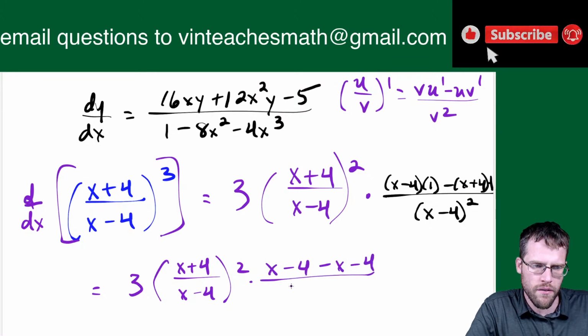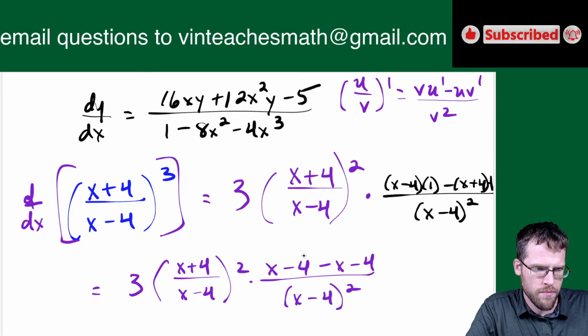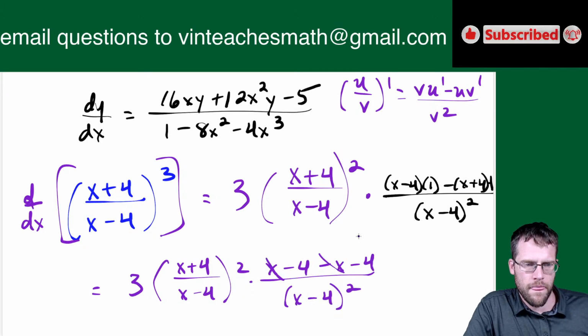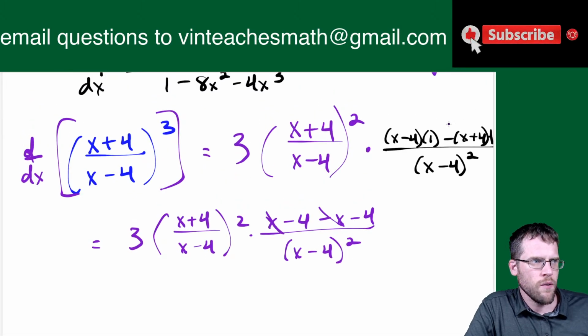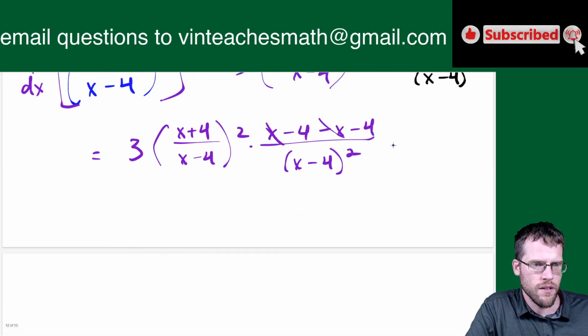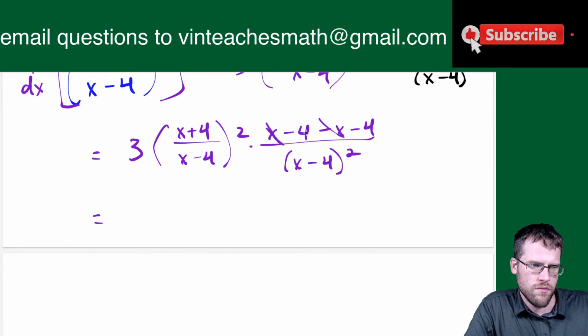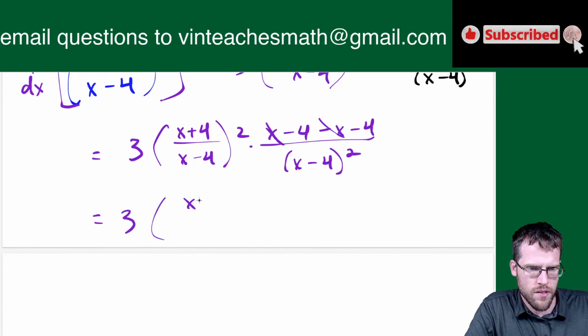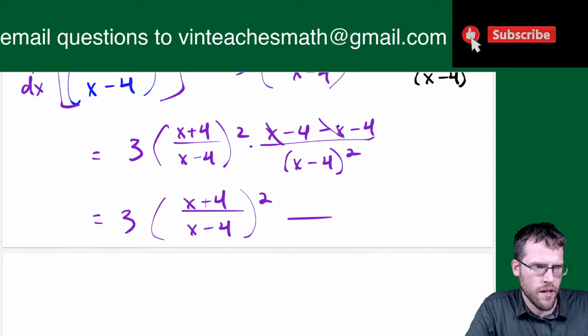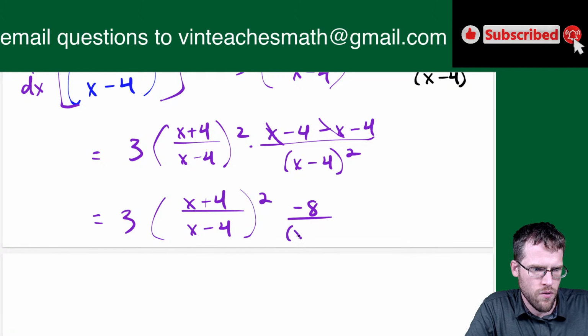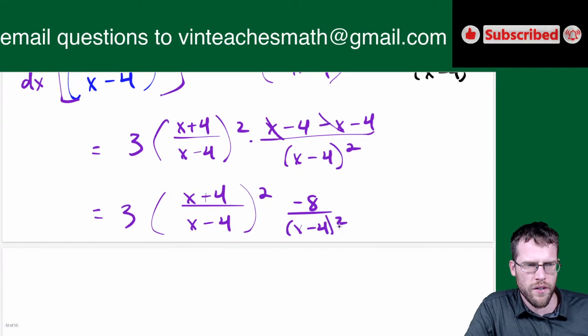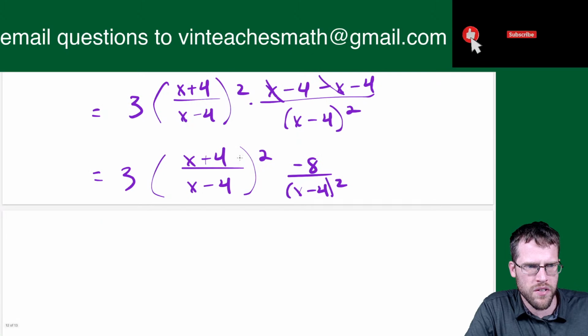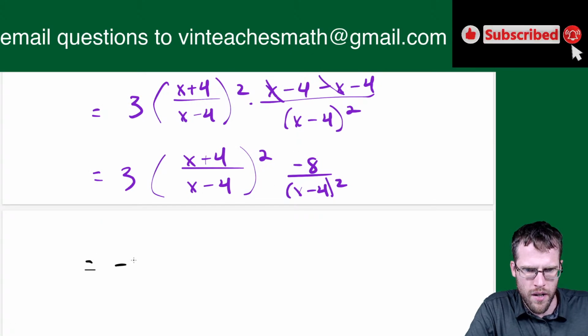You have to distribute the negative. That's like a little bear trap to avoid. And then if they want it nice and simplified, like they want you to actually do algebra, then this is going to be 3 times the same thing. And then this is going to be negative 4 minus 4, which is negative 8, over (x minus 4) squared. And now you could multiply the 3 times the negative 8, which will make negative 24. And then you've got x plus 4.